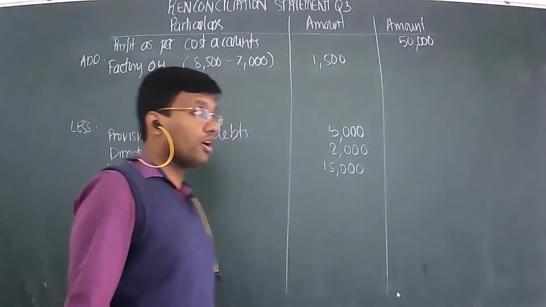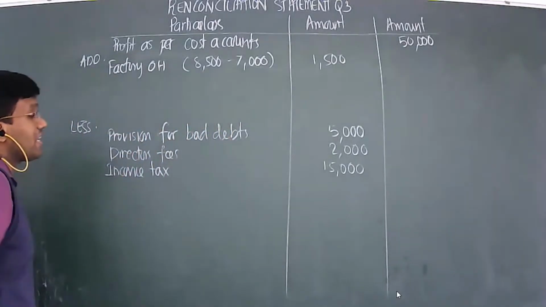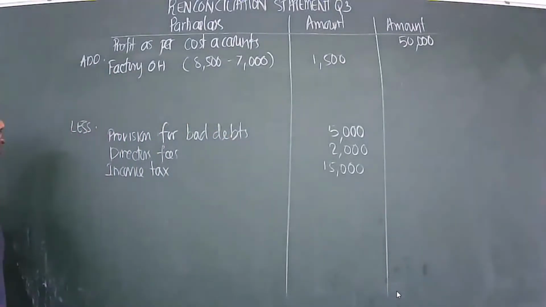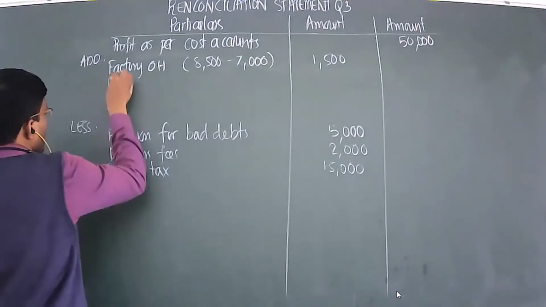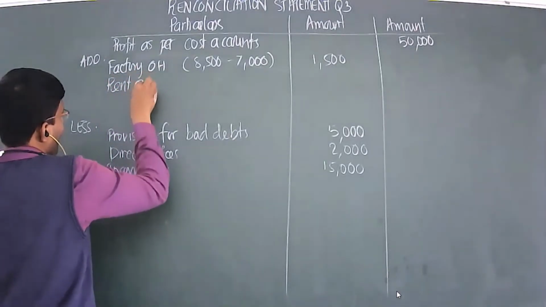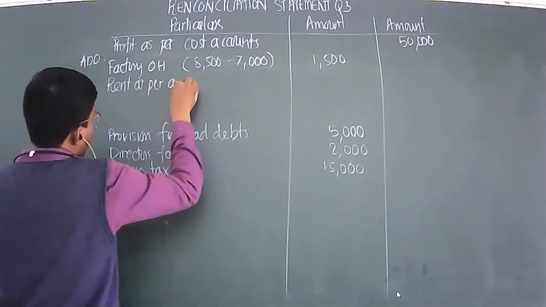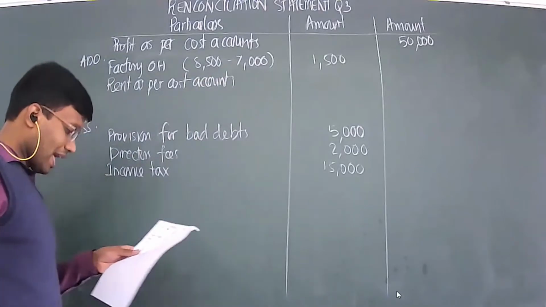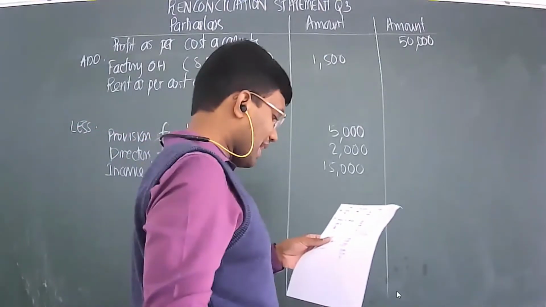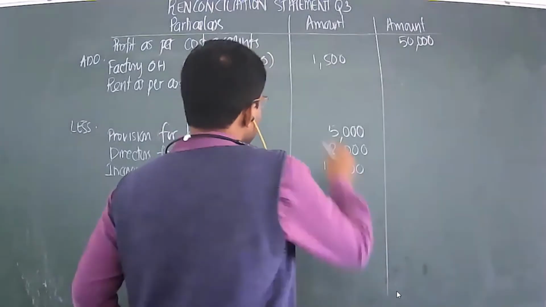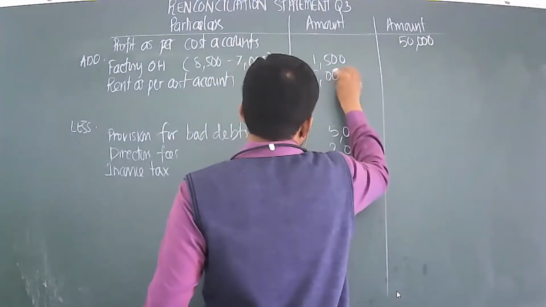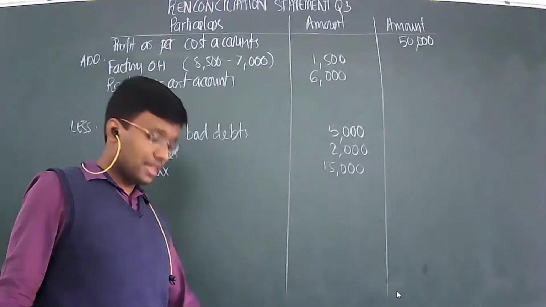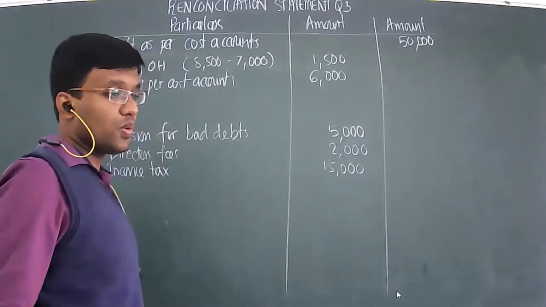So this notional cost, and we know that whenever you have any kind of expenses which is shown only in cost accounts, what you will have to do is you will have to add. So rent as per cost accounts, and then the rent as per cost accounts, this is 6,000. This is 6,000.